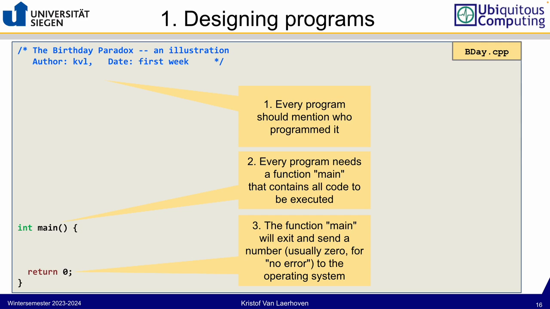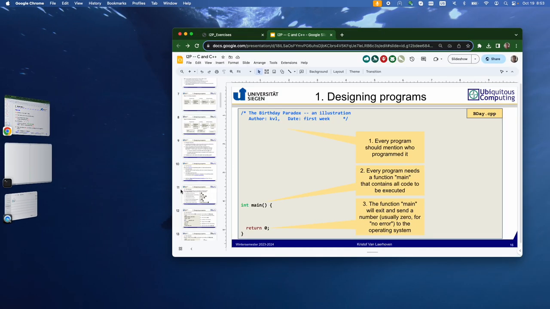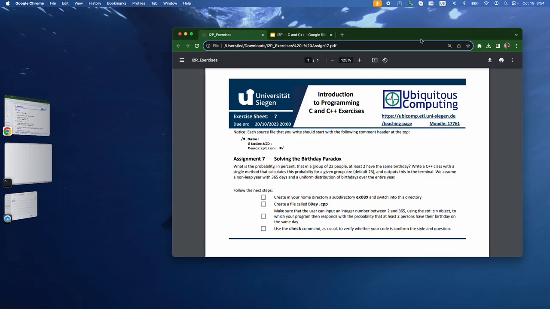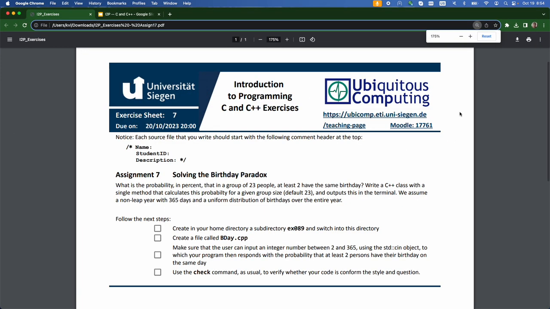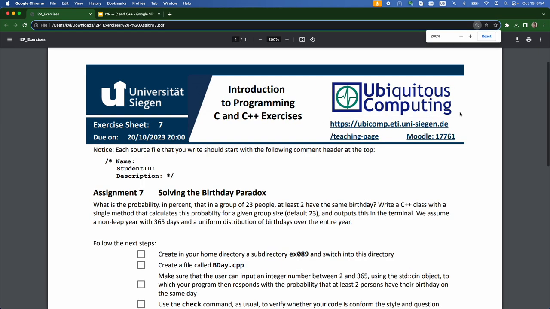Let me quickly show you how this is going to happen during the exercises. So during the exercises, we're going to see something like this. You're going to get some type of assignments, and some type of problem that you have to solve. And this is something that you will be doing in a few weeks automatically, hopefully. We have a certain problem here, and this is called the birthday paradox. Who knows about the birthday paradox already? No one? Ah, okay, some people, very good.